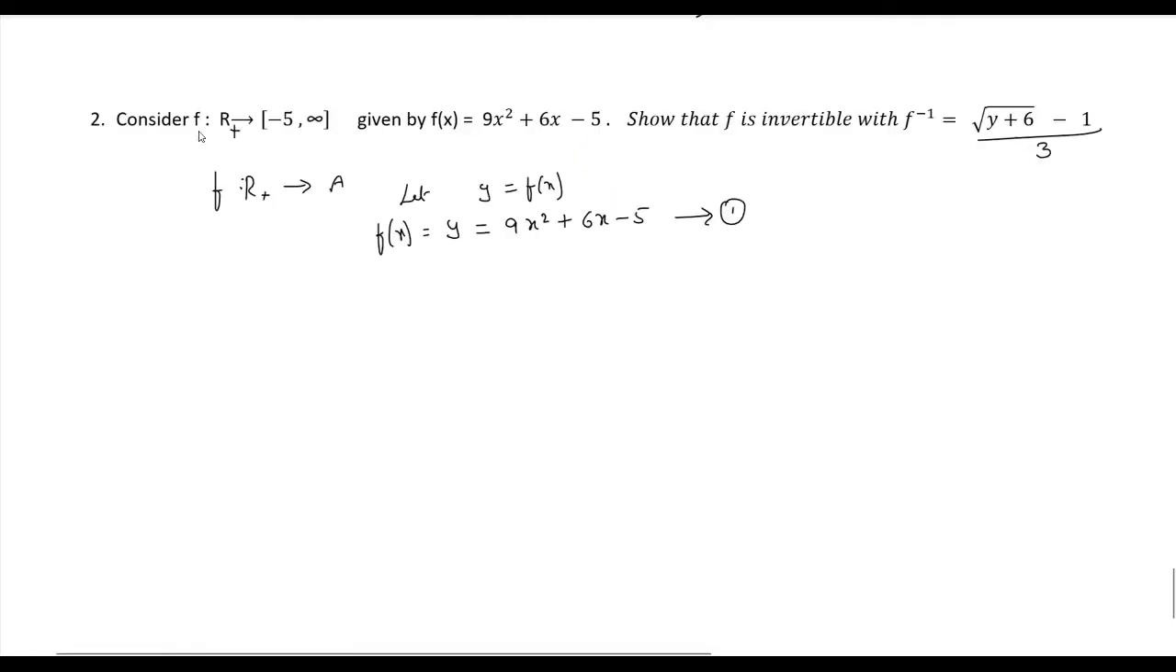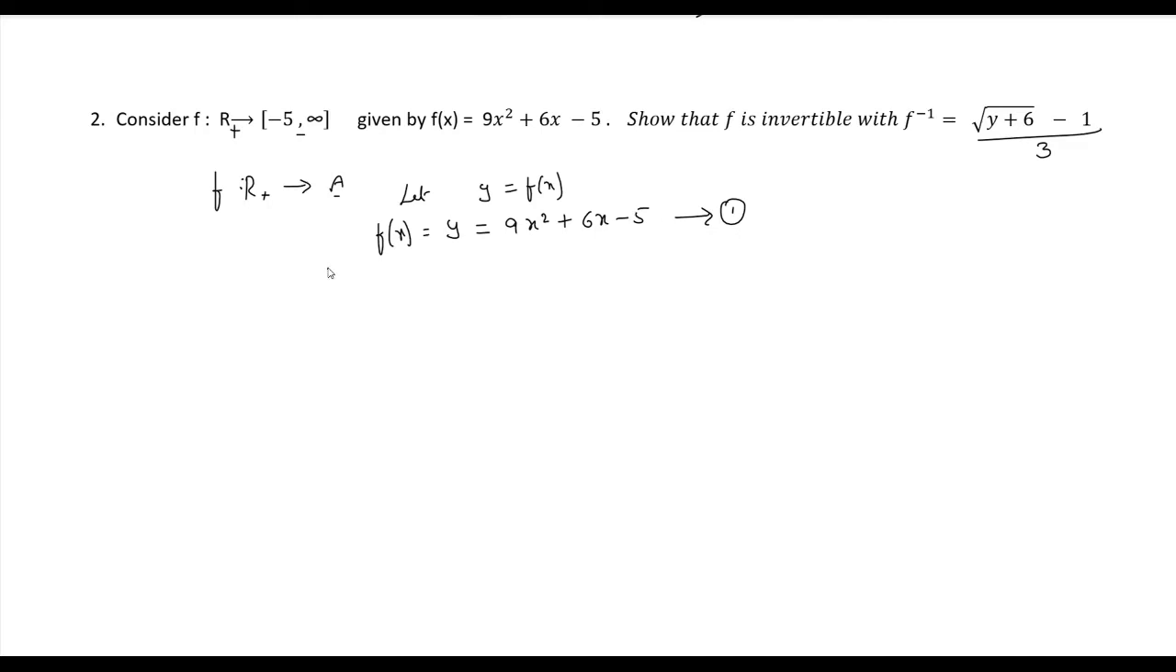Now, this is function f from R plus to minus 5 to infinity. Given function like this, we have to show that the function f is invertible. That is, with the inverse of a function being this. So, let me call this set as set A. So, f is a function from R plus to set A. Let y be f of x. So, f of x is equal to y is equal to the given function. Now, I am calling this as equation 1.